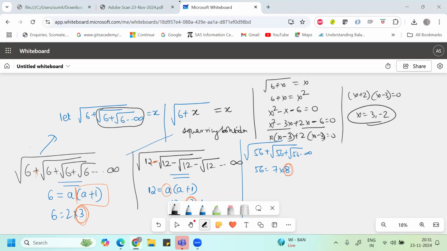Just see the number inside the square root and think: if that value is coming as a product of two consecutive natural numbers, then if there's a plus sign inside the square root, the answer would be the bigger digit, and if there's a minus sign inside the square root, then your answer would be the smaller digit. Plus, minus, a lot of variations are there.